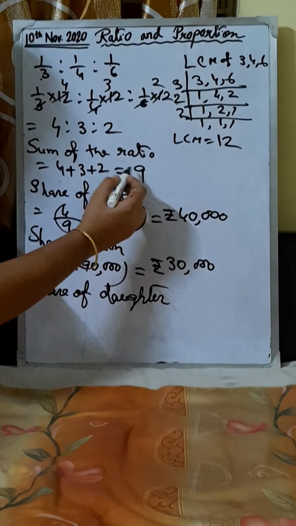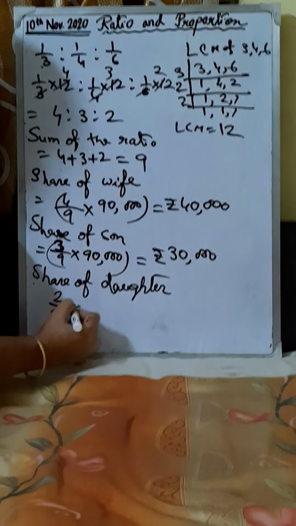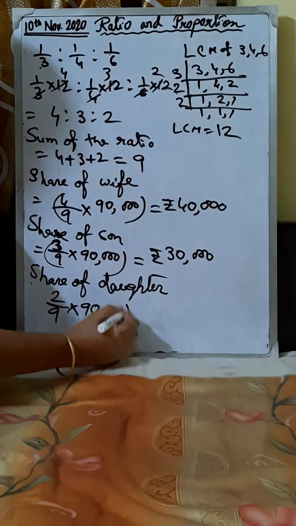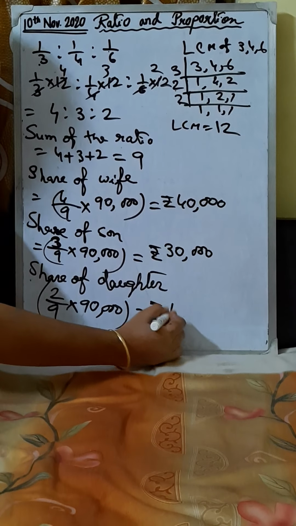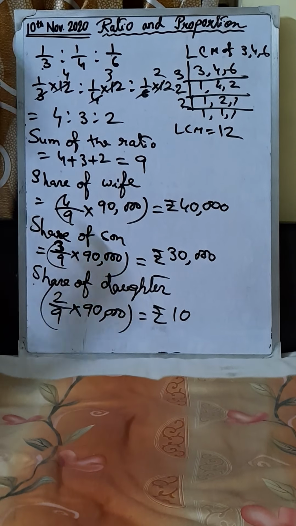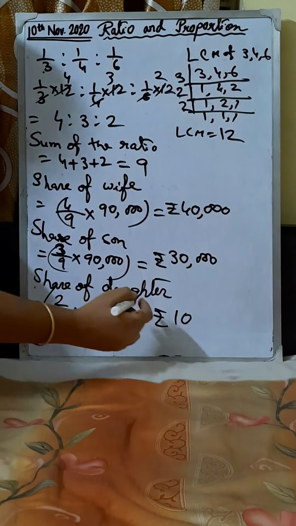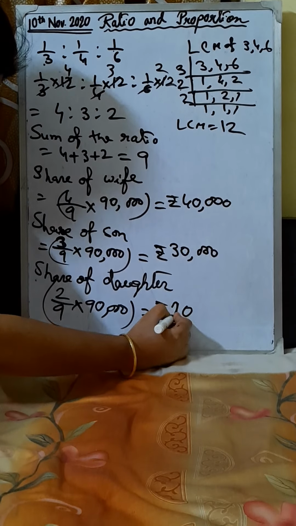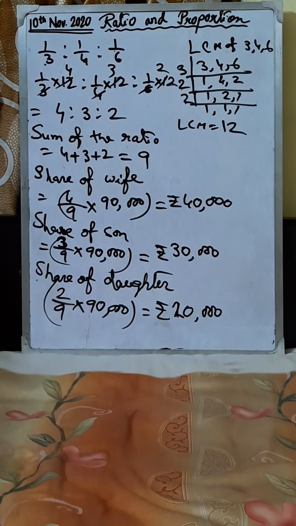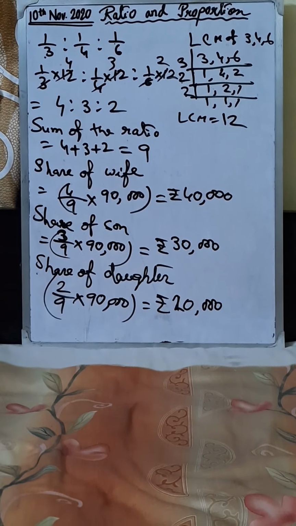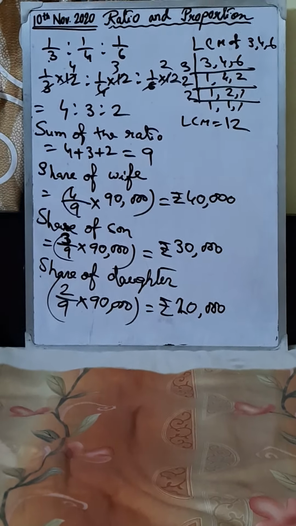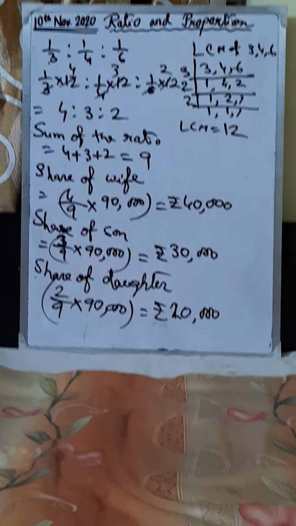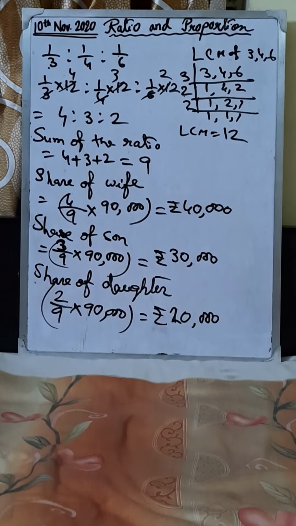Share of daughter is what? 2 by 9 into 90,000. You get rupees 3 twos are 6, so 20,000. This is the way to find the shares if the amount is divided in a ratio. Now the next question is given.